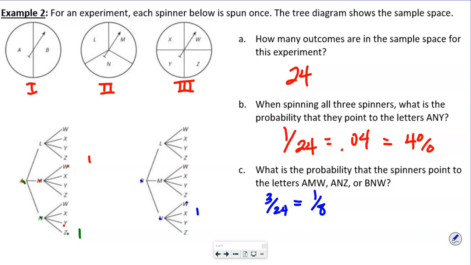Then if we divide 1 by 8, that would be 0.125 as a decimal. And then if we turn that into a percent, that's going to be 12.5%. Now remember, what you do to get the percent is you multiply the decimal by 100, okay?